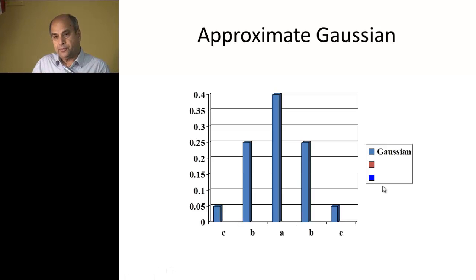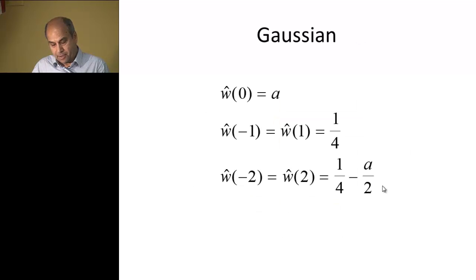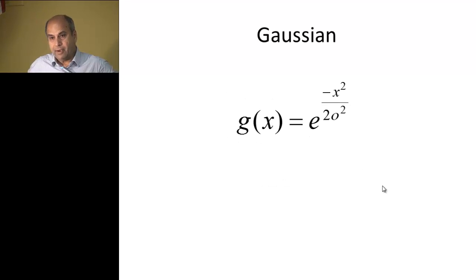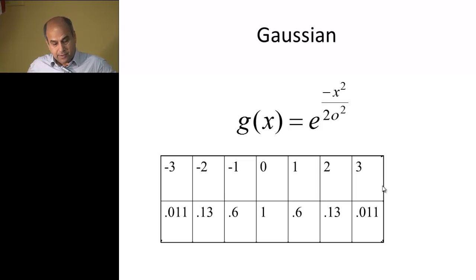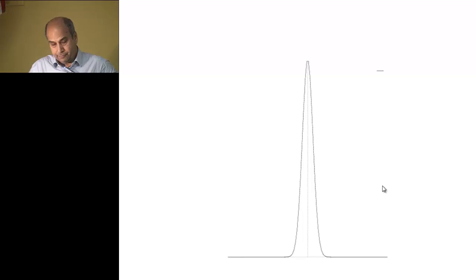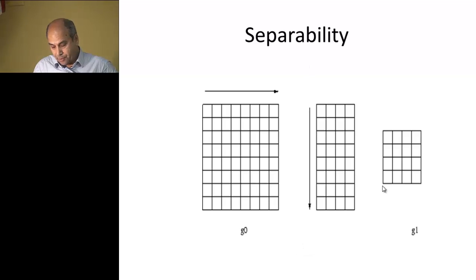So we came up with these values, defining these constraints which are intuitive, and somehow that gives us a Gaussian approximation if we select a of this value. Okay, so we also know the Gaussian is defined by this, and we can take different values of x and get a value of the Gaussian there: 1, 0.6, 0.13, 0.011 and so on, and if you plot it, it looks like that.